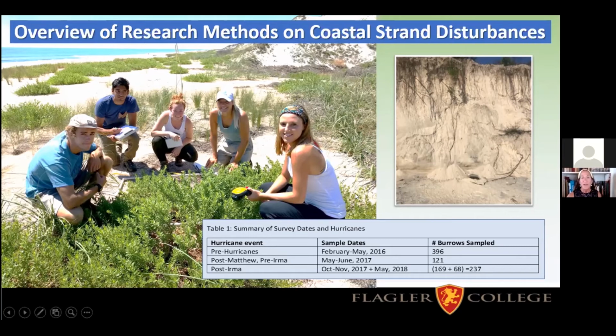We were able to get in between May and June of 2017 and survey only about 1/4 as many burrows as we were able to survey before Irma hit in September when the students came back to classes. So we really didn't get a chance to complete that survey, but we did survey post-Matthew, post-Irma. We finished up the survey in May of 2018. So we had to break it up.